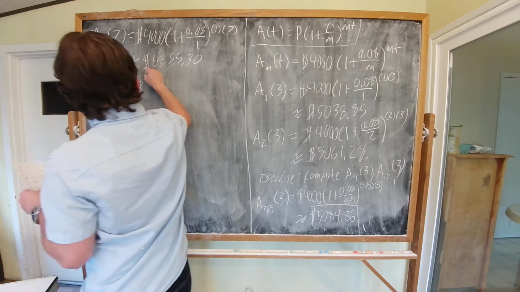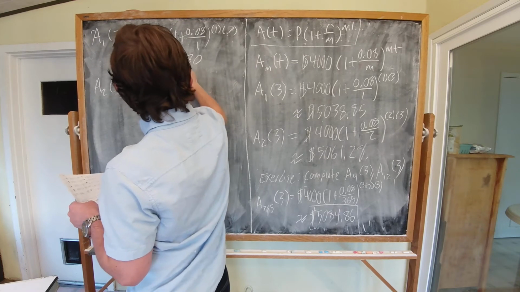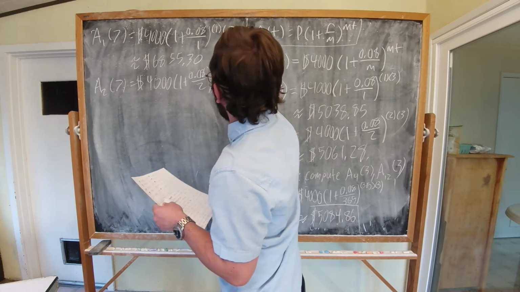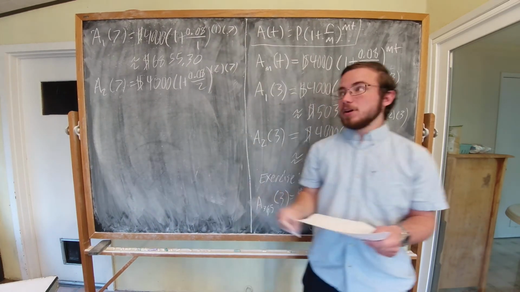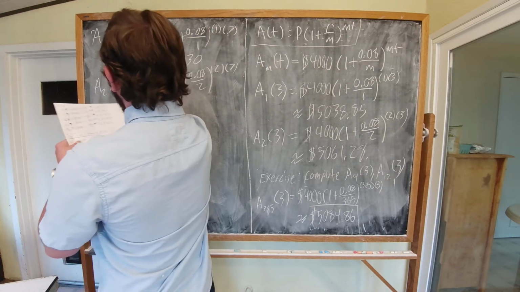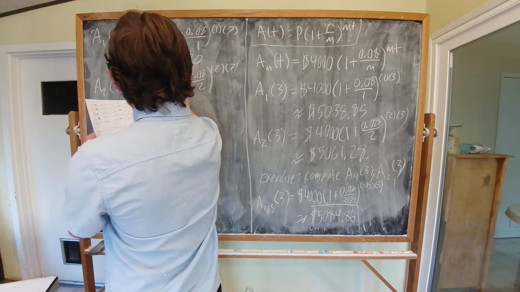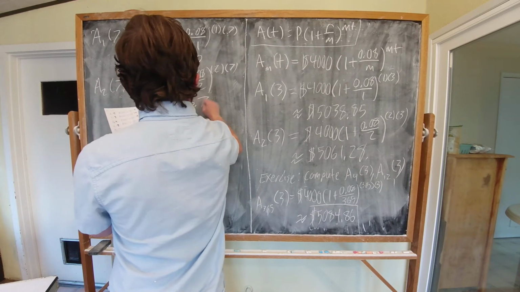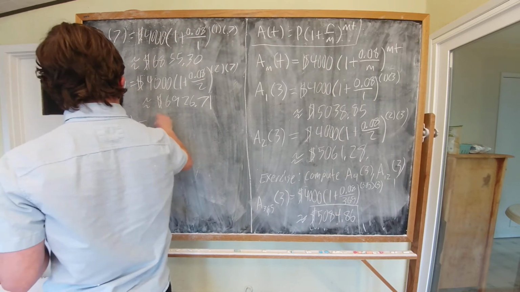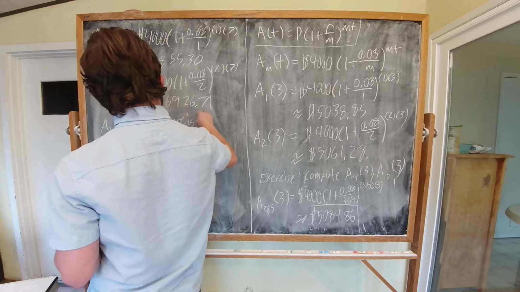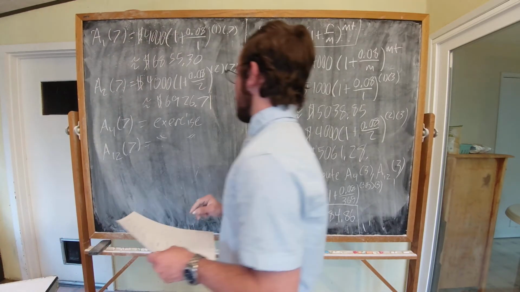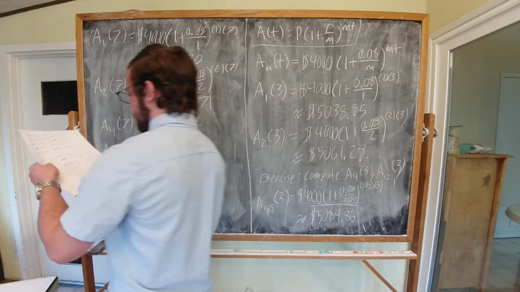A 2 of 7 would be $4,000 times (1 plus 0.08 divided by 2) to the 2 times 7 power. So we're working with 1.04 to the 14th power. That'll be roughly $6,926.71. As I said, a 4 of 7 exercise, a 12 of 7 ditto. Let's do a 365 though.